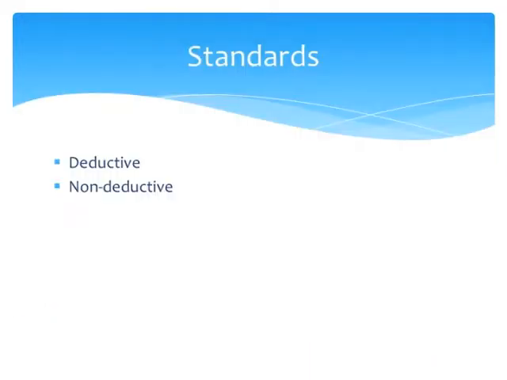It is traditional in logic to distinguish two main kinds of standards for evaluating arguments. One type of standard is deductive, whereas the other kind of standard is non-deductive. And this last group is sometimes known as inductive standards or also non-demonstrative standards. But today we'll start with deductive standards.